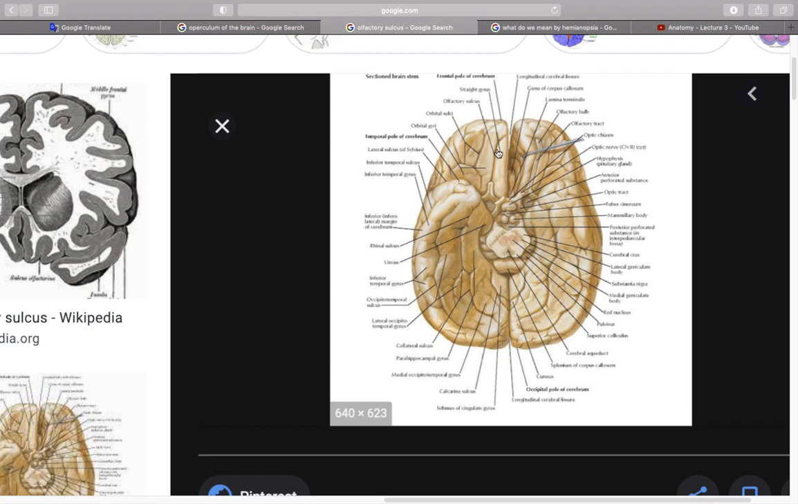What the doctor mentioned is that medial to it we have something called the gyrus rectus, and lateral to the olfactory sulcus we can see a number of orbital gyri. So this is the rectus gyrus, medial to the olfactory sulcus that accepts the olfactory nerve, and lateral to it we have a number of orbital gyri.